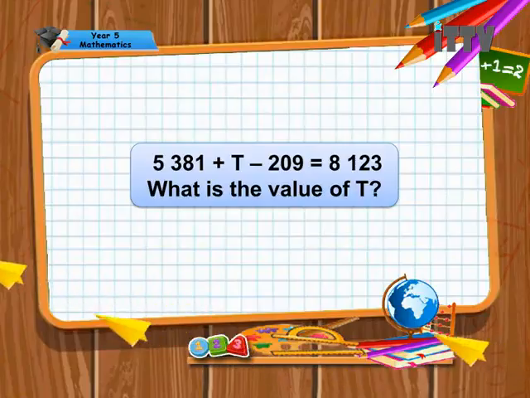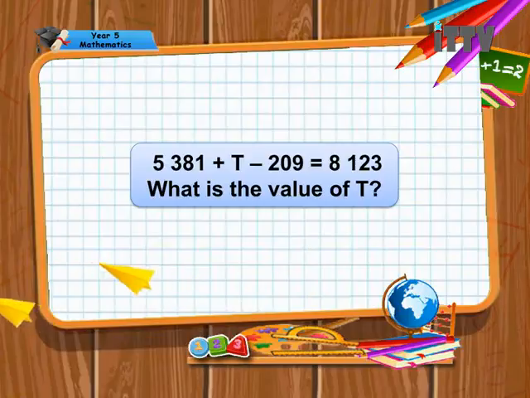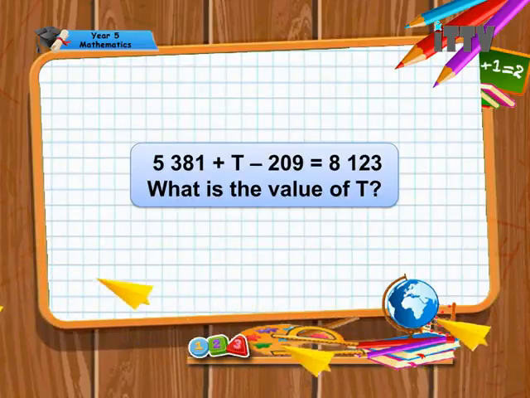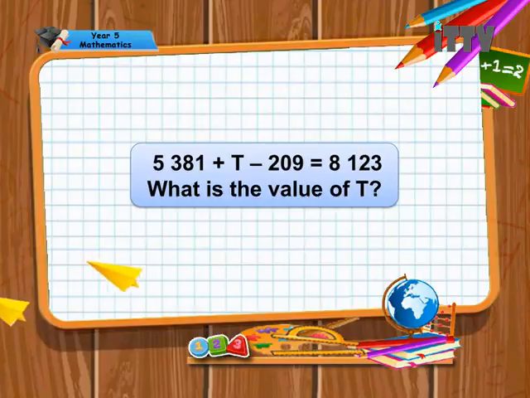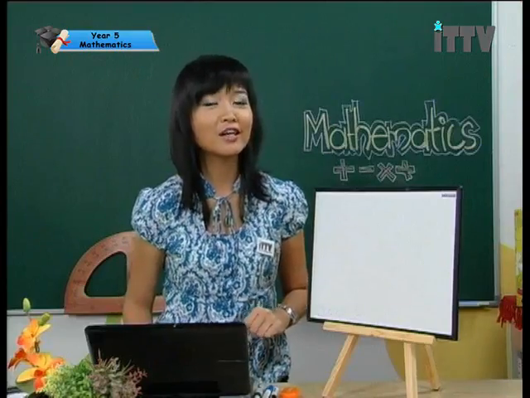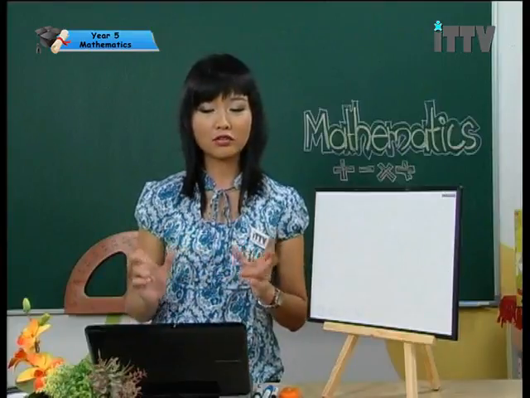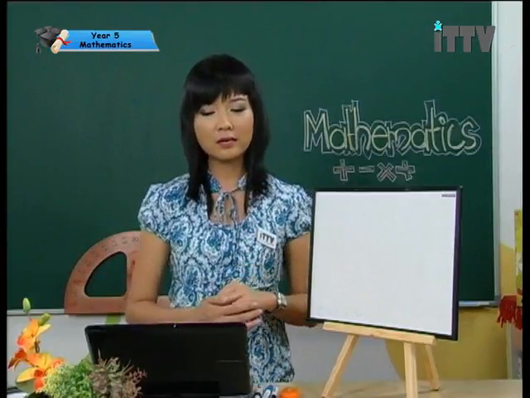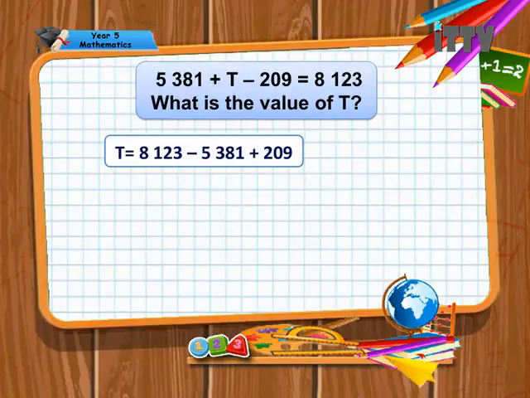5,381 plus t minus 209 equals 8,123. What is the value of t? Now we see that this question has two operations, plus and minus. But both of them are related, right? So we can just go ahead and solve it. But there is a missing number for t. So we can do it this way.